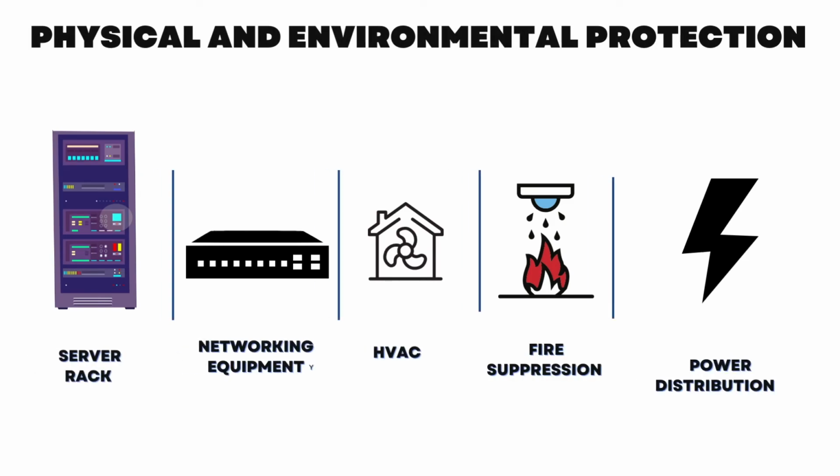So we talked about the controls which are there, right? Physical and environmental protection. You need to implement these controls over your physical hardware, and make sure that security is there. We can go on and on. You need things like the server rack to protect your servers. You need to have proper networking equipment. You need HVAC, which is there for ventilation and air conditioning. You need to have fire suppression systems, and of course we need to have power distribution, right?